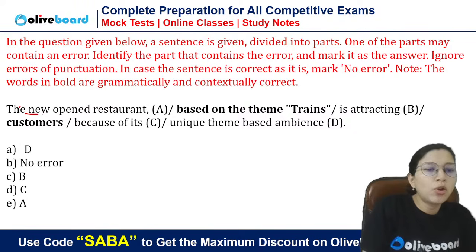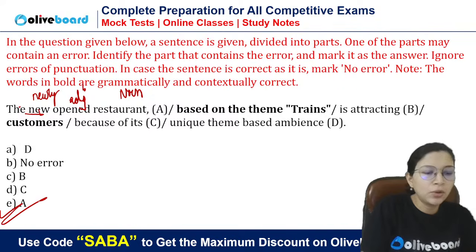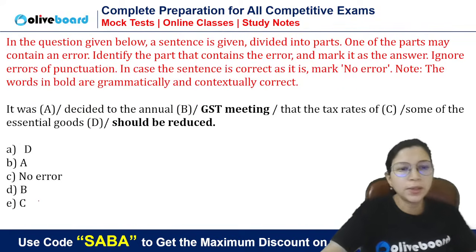Simple. The new opened restaurant or newly opened restaurant. Restaurant is noun. Opened is an adjective. So we need an adverb. So simple error we have EA. Good job. Chalo. Go. Next.